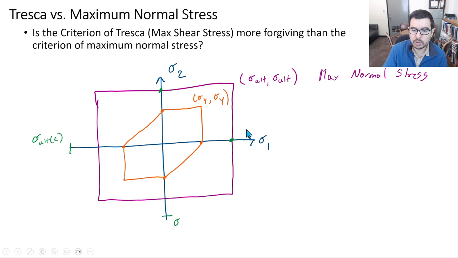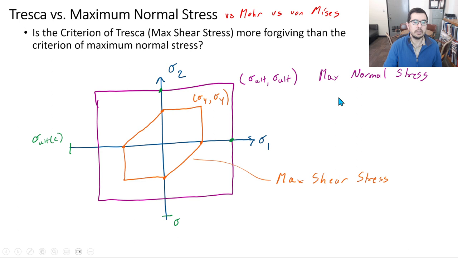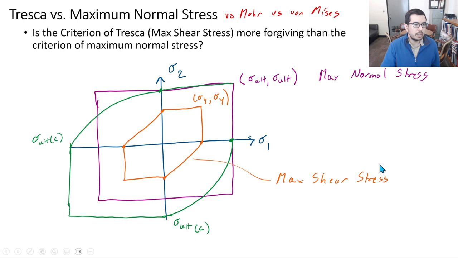Now we're going to go a little bit further, right? This is going to be Moore versus von Mises. Okay, and what do we see here? We see that the Moore criterion is potentially the most generous, except for these corners here.